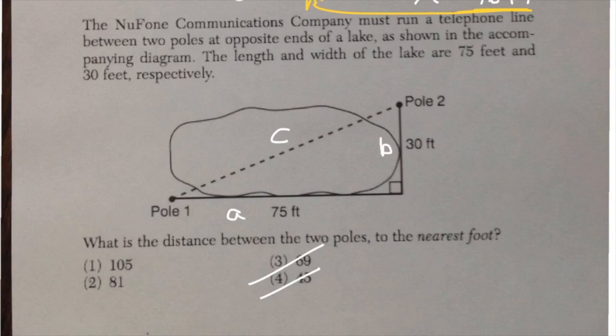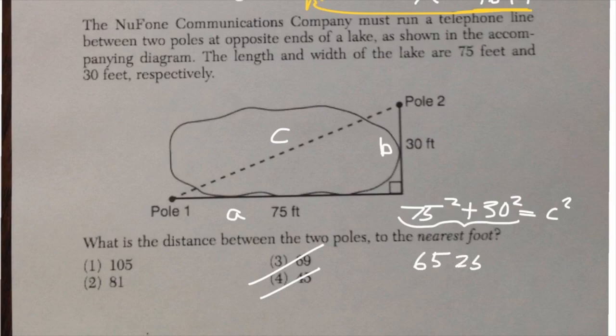Even at this point, you could guess at what the right answer is, but let's use the Pythagorean theorem to find out exactly. We would do 75 squared, a squared plus b squared equals c squared. And you can see in this one it's different than the one above because we are actually looking for c this time. So you could type this all in together into the calculator. 75 squared plus 30 squared comes out to be 6,525.